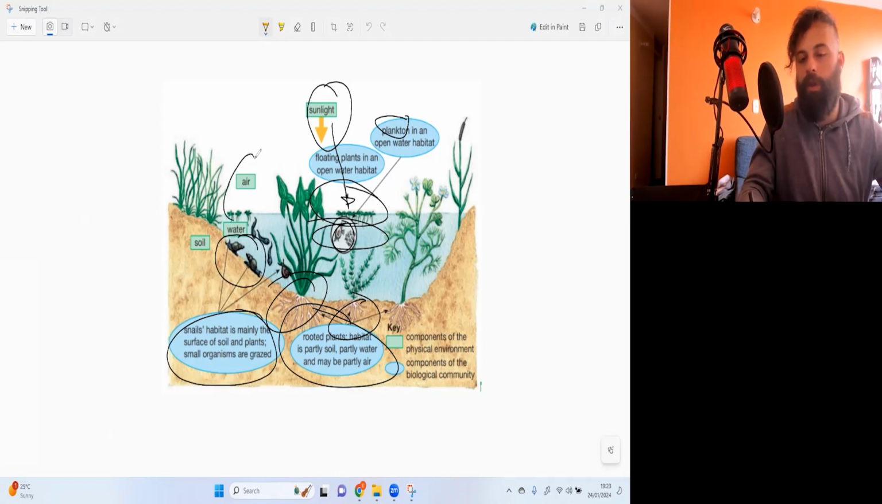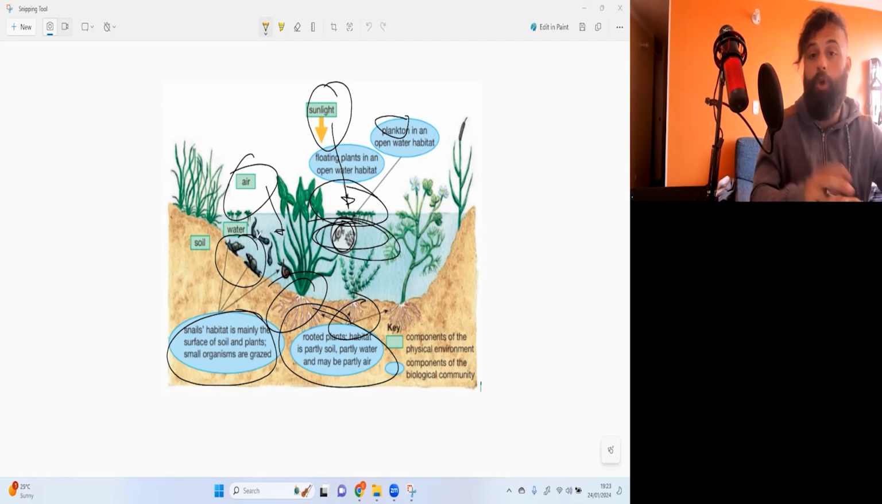You've got the air over here. Some of the carbon dioxide diffuses into the water, as well as oxygen. The carbon dioxide will help the plankton to photosynthesize. The oxygen will help the organisms respire in the water. Also, the plankton is going to put oxygen into the water.